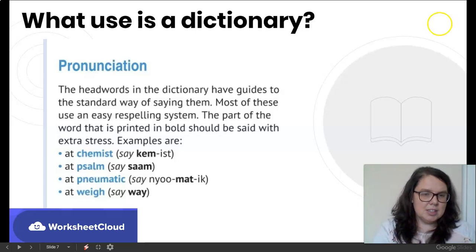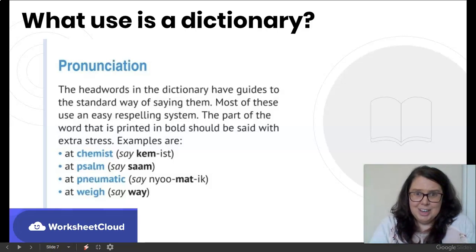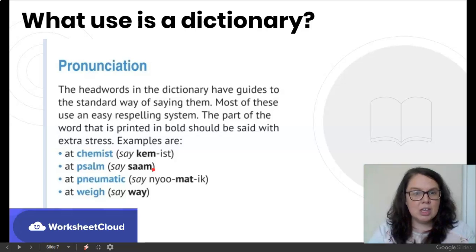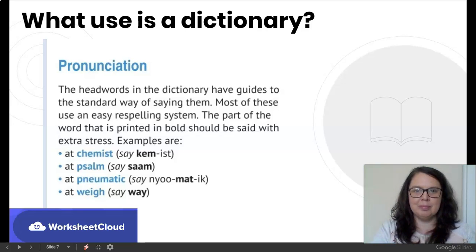Look here, for instance. Let's go to one that's quite difficult, "psalm." You look at that and you think "p-salm." It sounds ridiculous, but that's what it looks like. Actually, you pronounce it S-A-A-M, "psalm." So it's always good to know how to pronounce the words accurately. The dictionary will show you that pronunciation. It's called phonetic spelling. We'll get to it a little bit later.